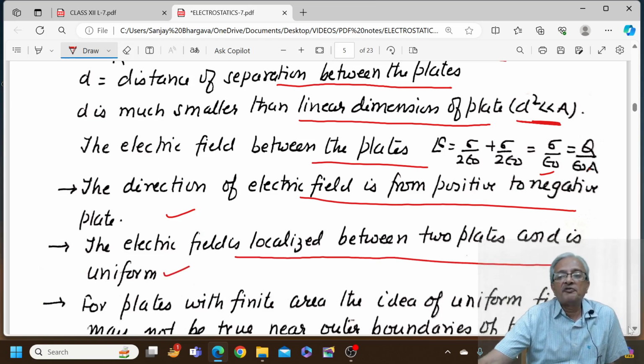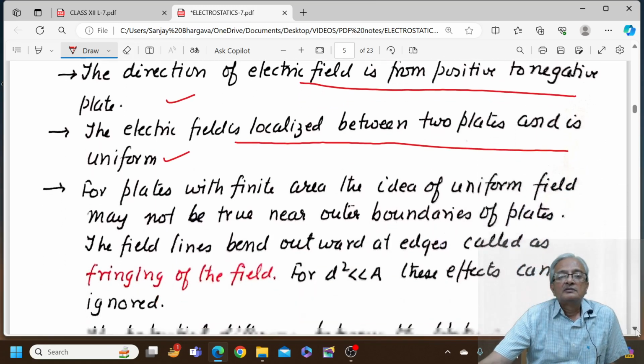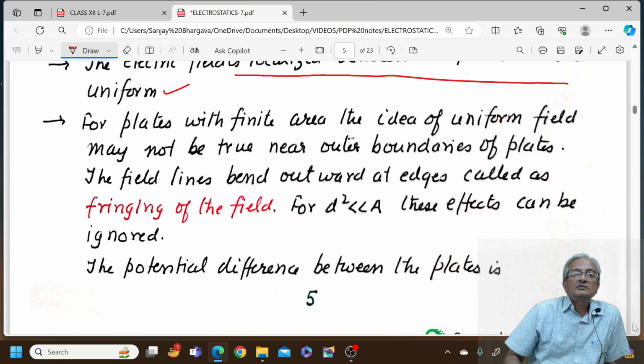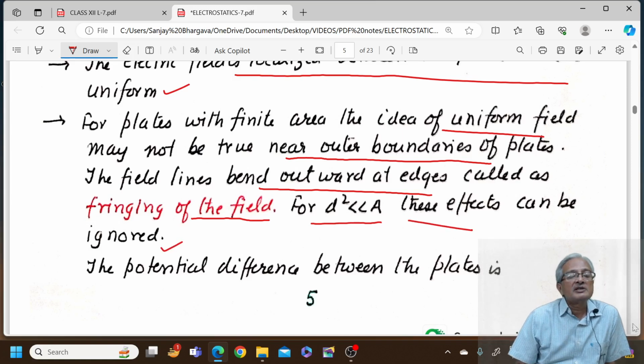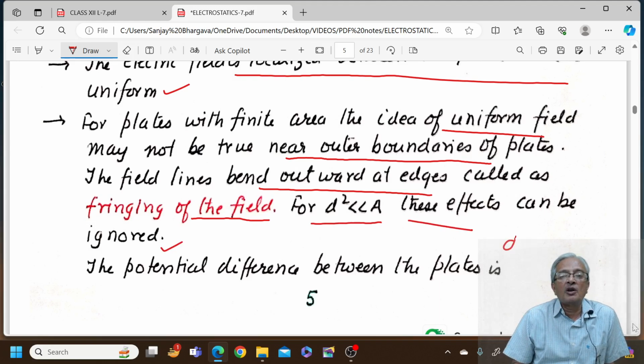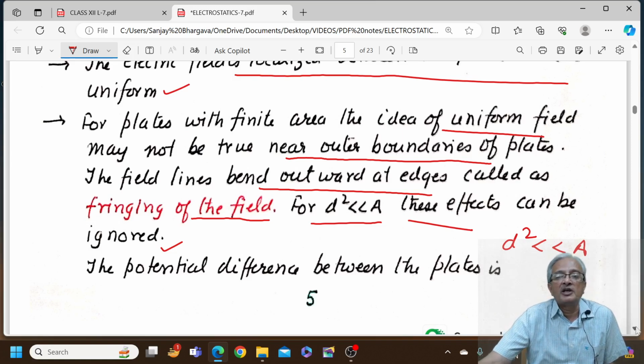The fields with the finite area cannot have a uniform field because at the edges of the plates the field lines bend outwards, and this is basically called fringing of the field. For D square less than A, these effects are ignored. That means the fringing effect is small or negligible because D square is very much less than A. That is why we are making use of this approximation.